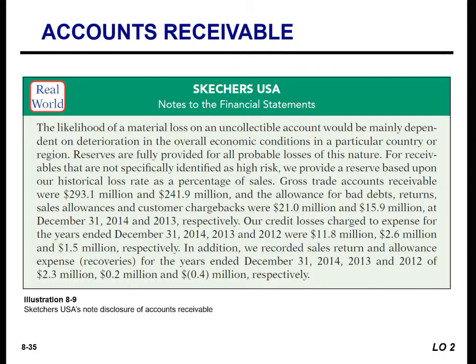I'll leave this up here for just a second so you can see how notes to financial statements for actual companies are related to accounts receivables and the allowance for doubtful accounts, and how they go about reporting what they're expecting to happen and how they report what did happen.